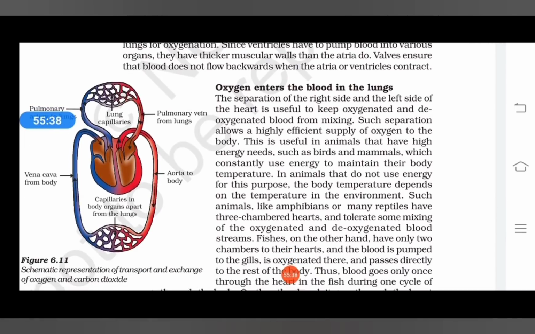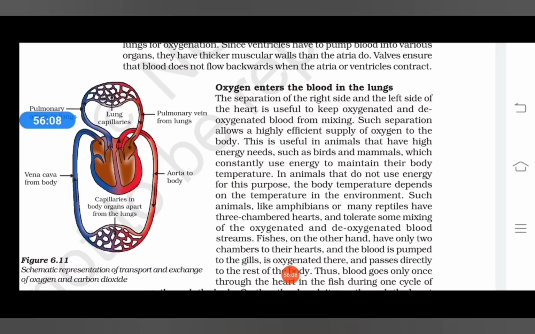Next, oxygen enters the blood in the lungs. The separation of the right side and the left side of the heart is useful to keep the oxygenated and deoxygenated blood from mixing. So in the heart there are two sides. In one there is oxygenated blood and in the other there is deoxygenated blood. So it helps to keep the blood separate.